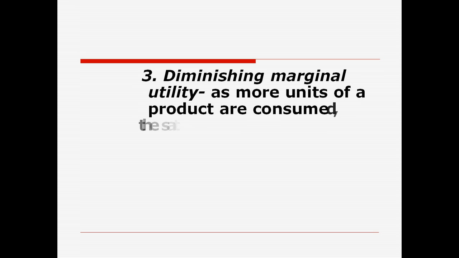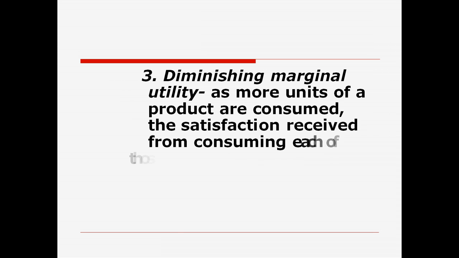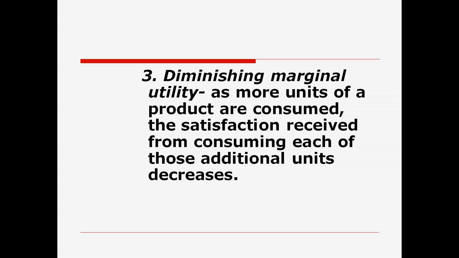Then finally, you have diminishing marginal utility, which basically says that as more units of a product are consumed, the satisfaction received from consuming each of those additional units decreases. So think about that first bite of chocolate is very good, but after too much chocolate, you get kind of sick to your stomach. That first Big Mac is excellent, but after your third or fourth Big Mac, you start getting the McBrick in your stomach, not so fun. Diminishing marginal utility. Each additional unit gave you less satisfaction.